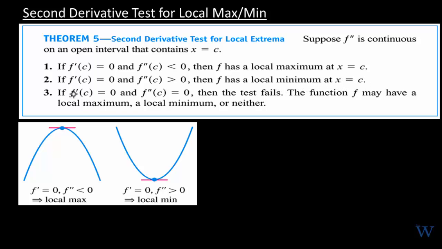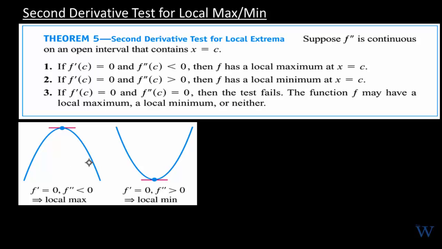Now, if we have f prime of c equal to 0 and f double prime at c is equal to 0 as well, then the test fails. So in that case, the function may have a local max or min, or maybe not. So this is in a way an easier method of finding out whether at x equal to c you have a local max or min, instead of using the change of sign of f prime.